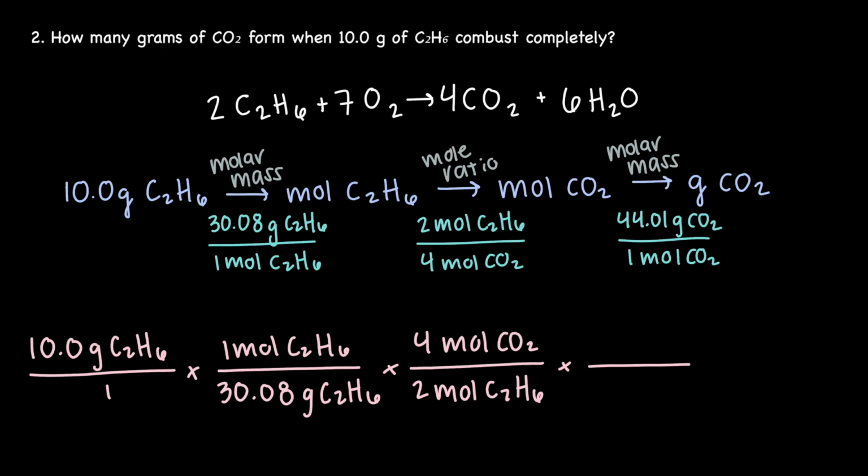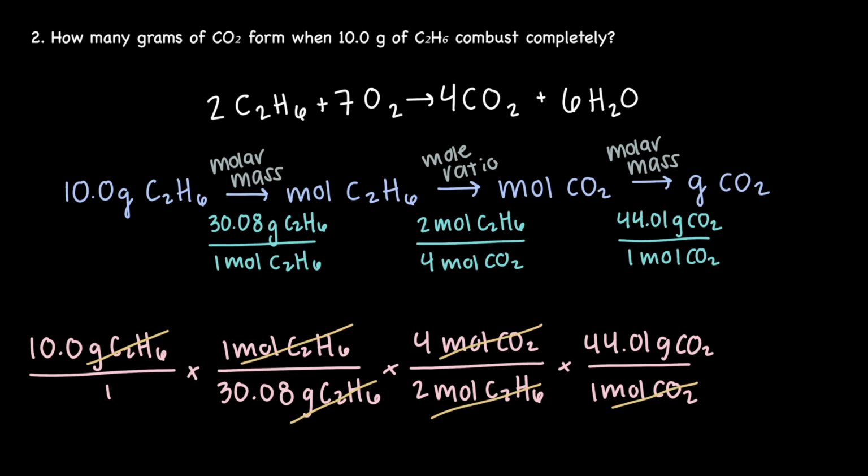In the next fraction, we put 1 mole of CO2 on the bottom and 44.01 grams of CO2 on the top. Grams of C₂H₆ cancel out, moles of C₂H₆ cancel out, and moles of CO2 cancel out. We are left with grams of CO2. Multiplying and dividing all values, we get 29.3 grams of CO2.